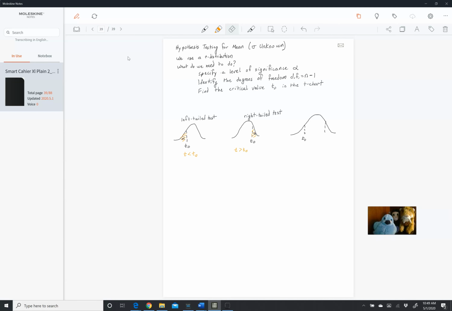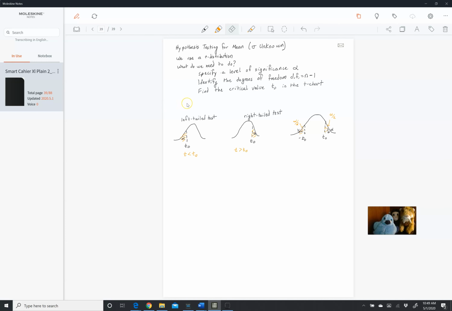this is t sub 0, but it's negative. And this is t sub 0, but it's positive. And over here, we have 1/2 of alpha and 1/2 of alpha. And our rejection region is anything that's in here. Okay, I'm gonna put arrows here just to make this clearer. This is alpha over 2, 1/2 of alpha. This is also alpha over 2. I think the words got a little bit lost.